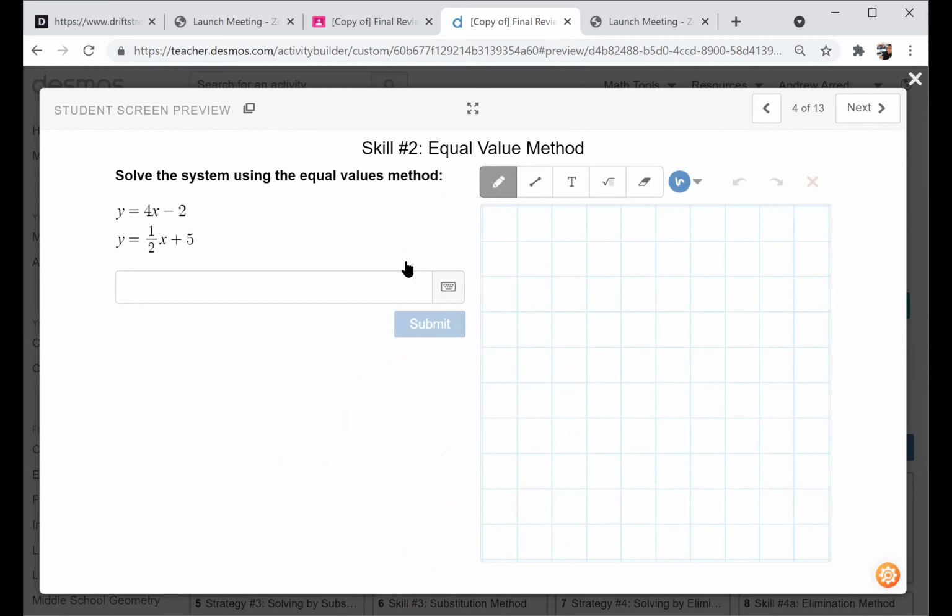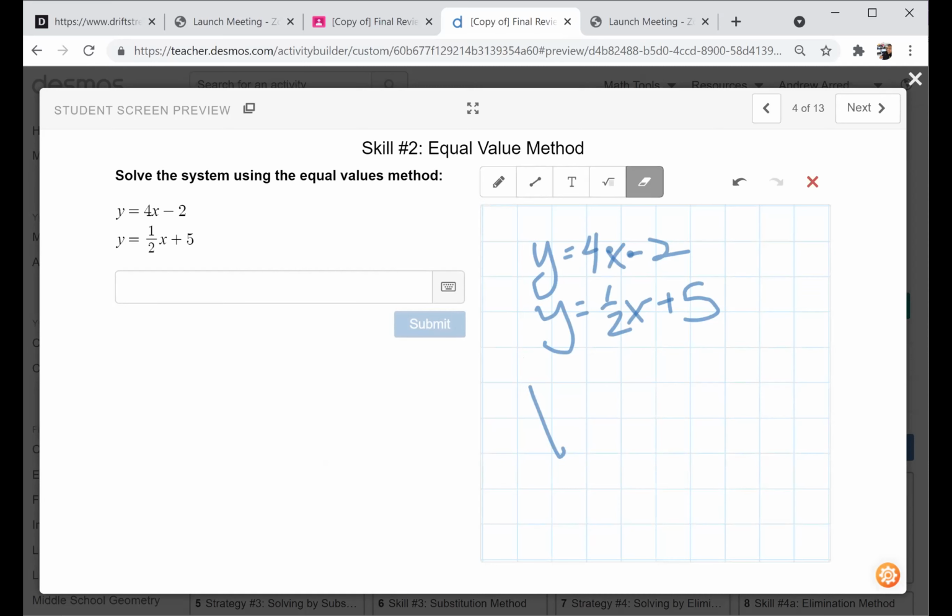Okay, here's your chance to show me your comfort level with equal values. y is 4x minus 2. y is equal to 1/2 x plus 5. Please solve this using the equal values method. So that, again, you guys, is where I set the equal sign here. I'm not going to worry too much about my y's right now. I'm just going to set these equal to each other.